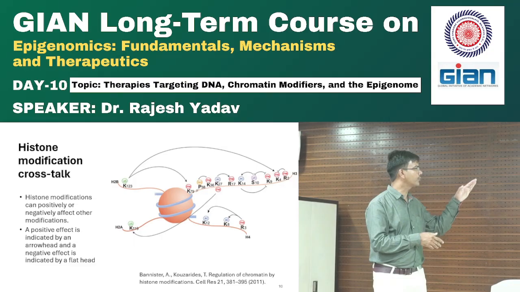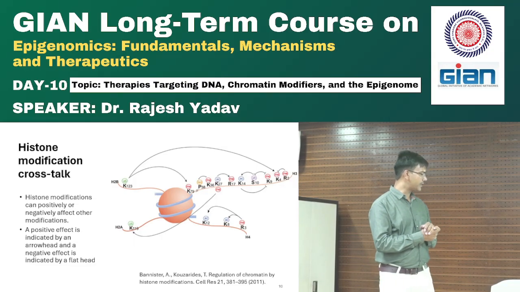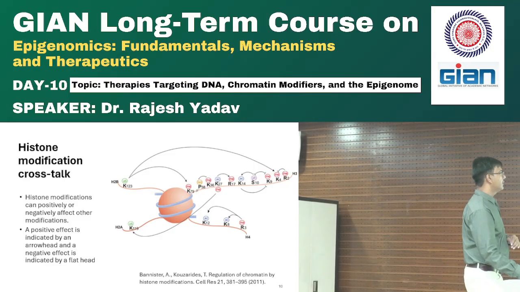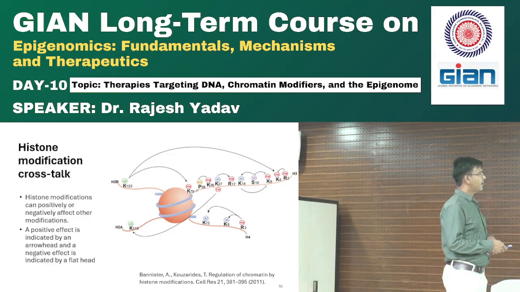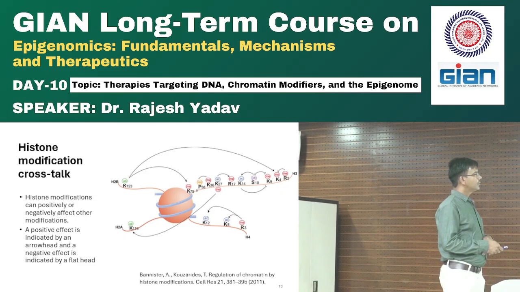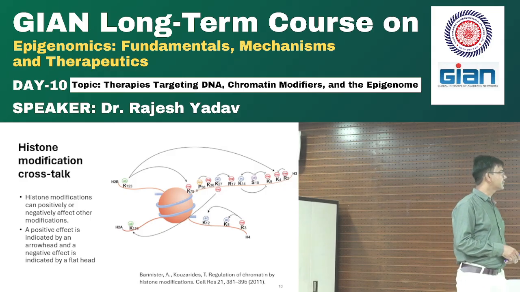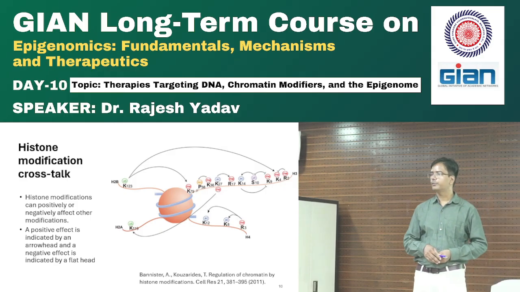These are the three you will find. So let's focus on any example. You can say K9. Let's focus on K9. So K9 trimethylation is there, transcription is off. So if I want to make the locus active, what will I do?